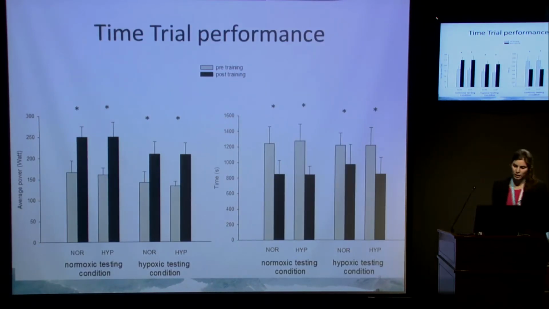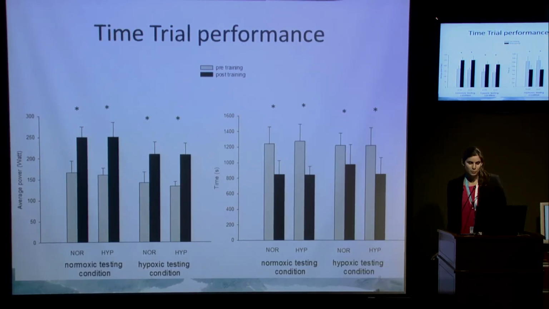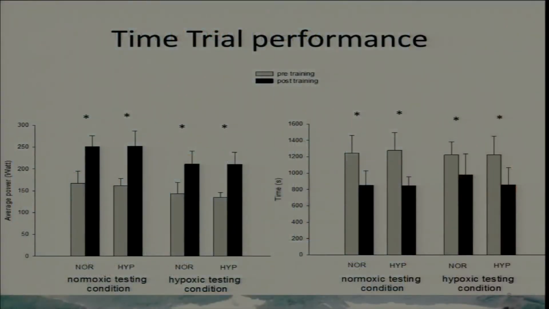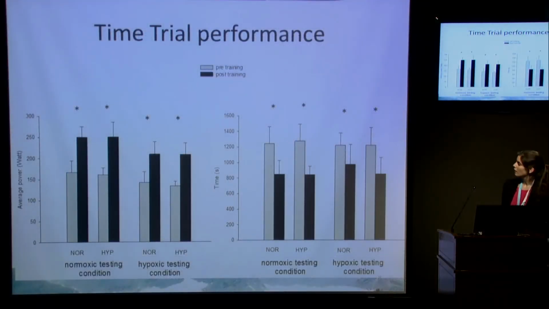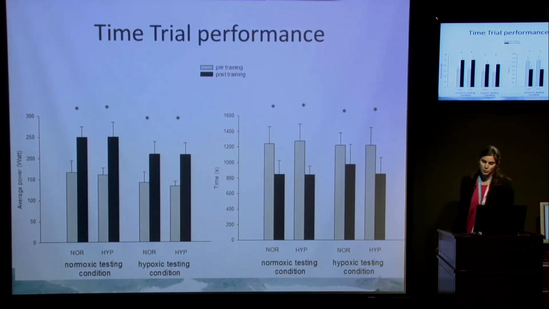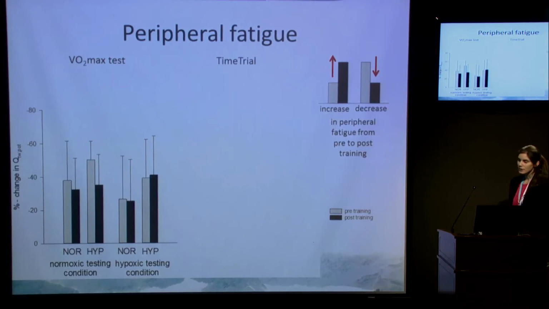If we look at the time trial performance, again on the y-axis is the average power output over the whole training time trial test. And we see again they were all able to significantly increase their average power. On the right, we see the time, so the time it took them to complete the given work. And again, it took them way longer pre-training compared to post-training, where they all were able to significantly decrease their time to finish or complete the time trial. Now to the peripheral fatigue data.